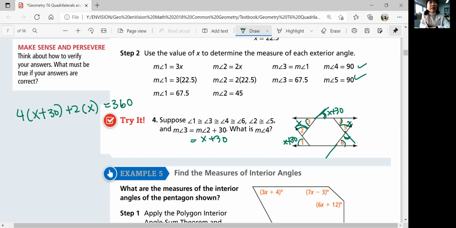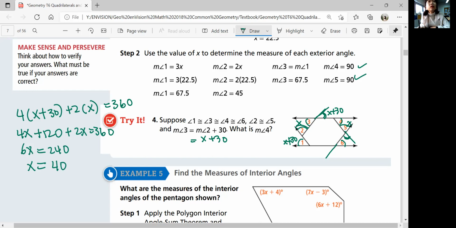Let's figure out what x is. 4 times x is 4x. 4 times 30 is 120. 2x is just 2x. Combine like terms, 4 plus 2 is 6x. And 360 minus 120 would be 240. So x would be 40 degrees, right? So then what is angle 4?